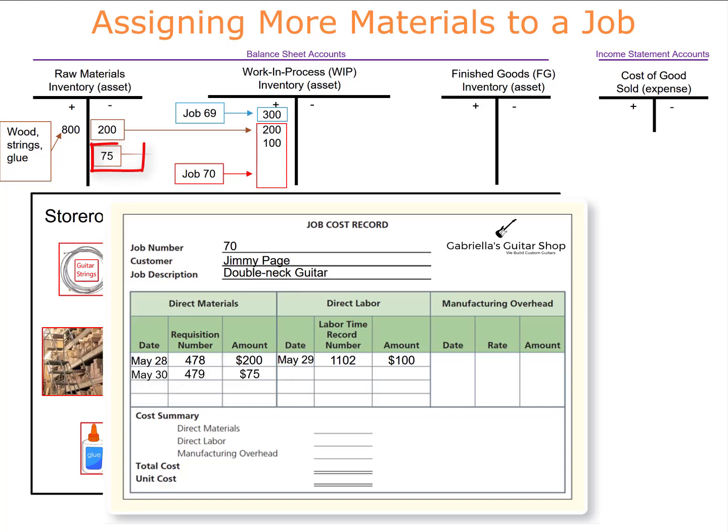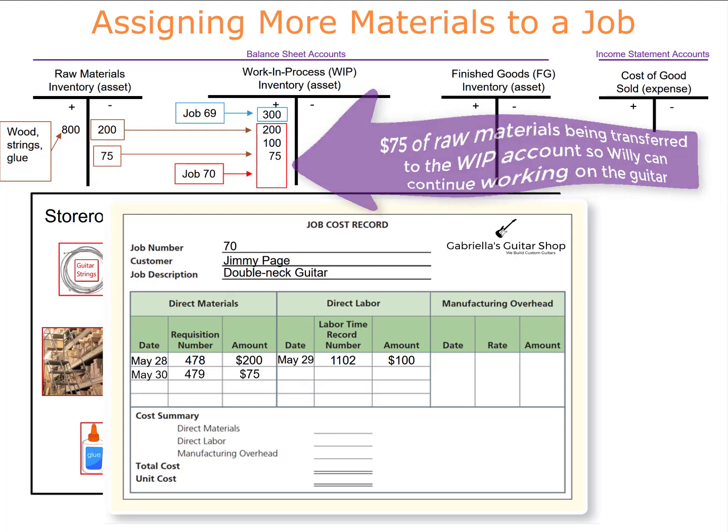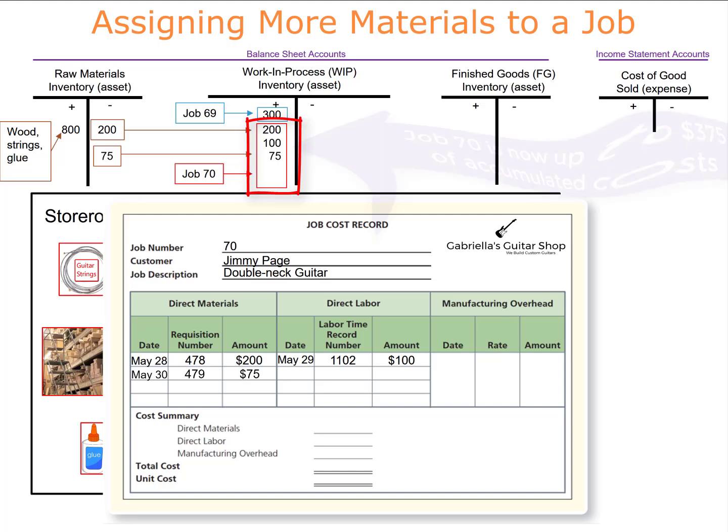Well, raw materials is lowered by $75, and that same $75 is added to Job 70 in the work in process inventory account. Notice Job 70 now has total accumulated costs of $375.